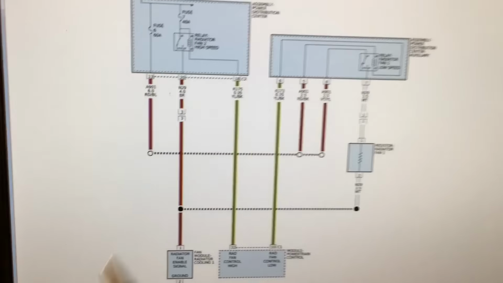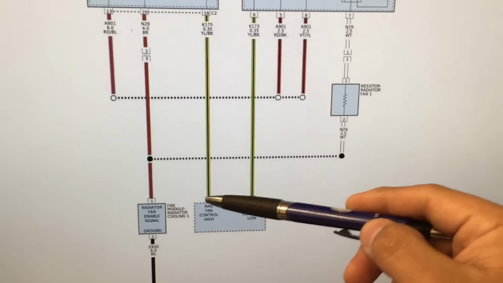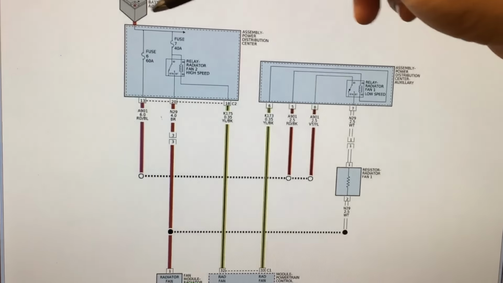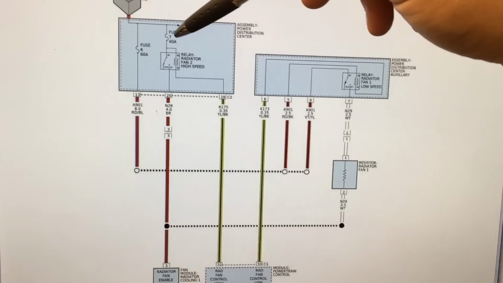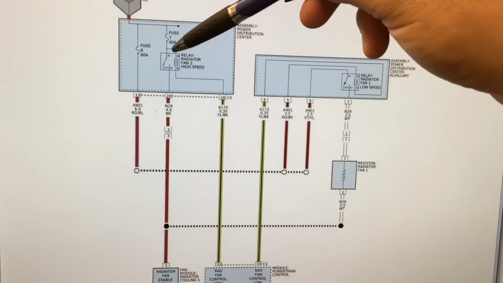Now, likewise, on the high speed, if you look over here at that fan high speed control circuit, if you follow the battery power over here, it's going to go through this fuse 7, which is a 40 amp fuse. This power is going to get fed to the control side and also to the switching side. If we follow it on the control side, it's going to go through the coil winding of the relay, come out of the power distribution box, and go straight to the engine computer.